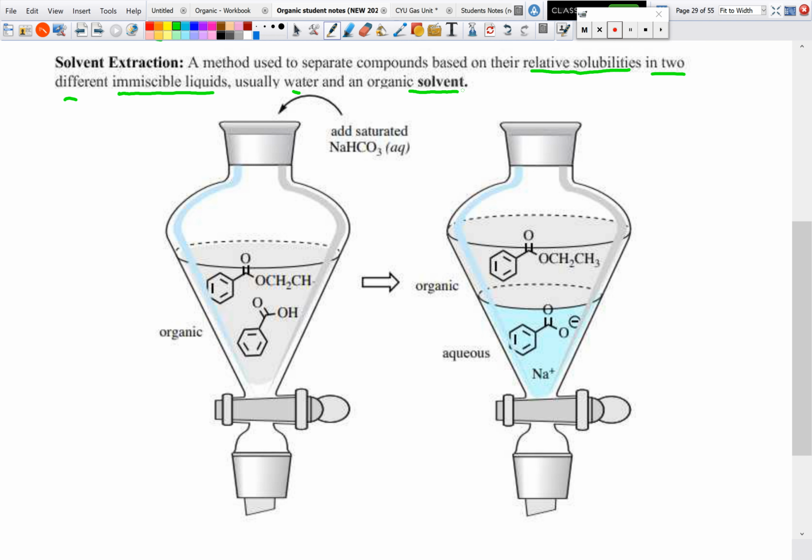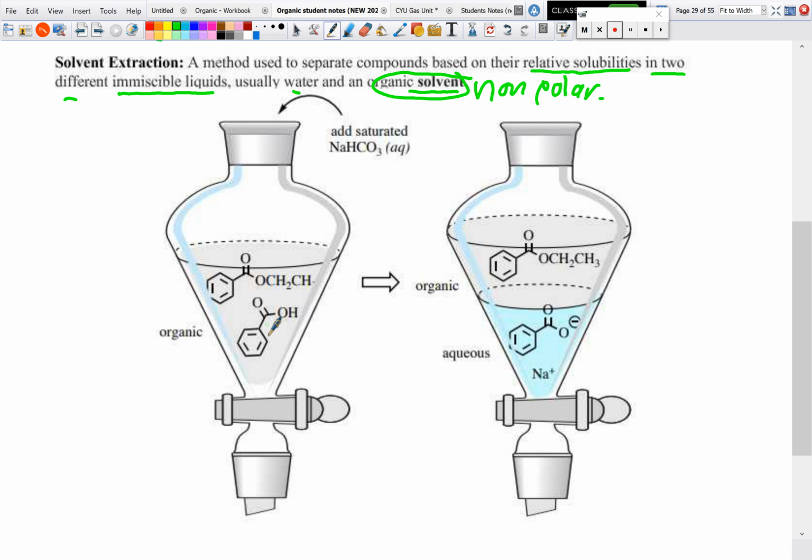Organic solvents are generally nonpolar. So we use this idea of water, which is polar, and an organic solvent, which is nonpolar, and we can separate things. For example, let's say we have a mixture of this ester and this carboxylic acid. These two are generally liquids at room temperature, and they're interacting. There's no water present, so we just have this mixture of both organic compounds.